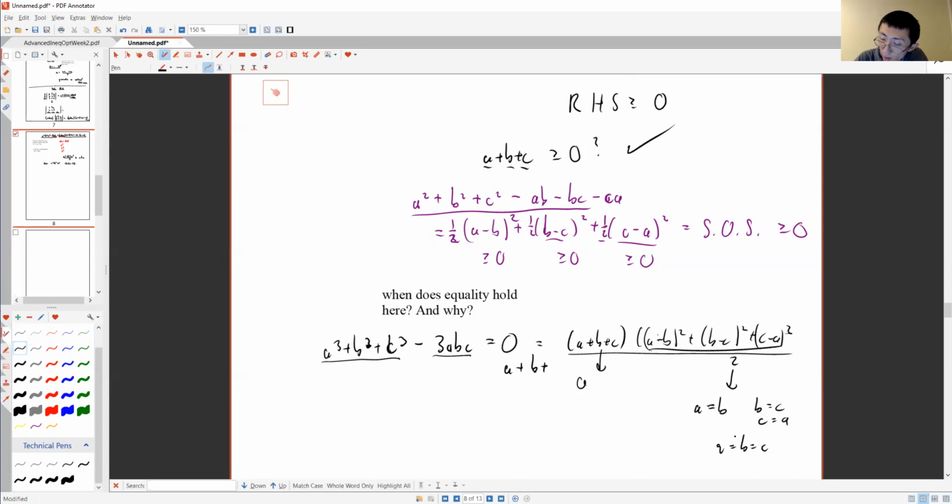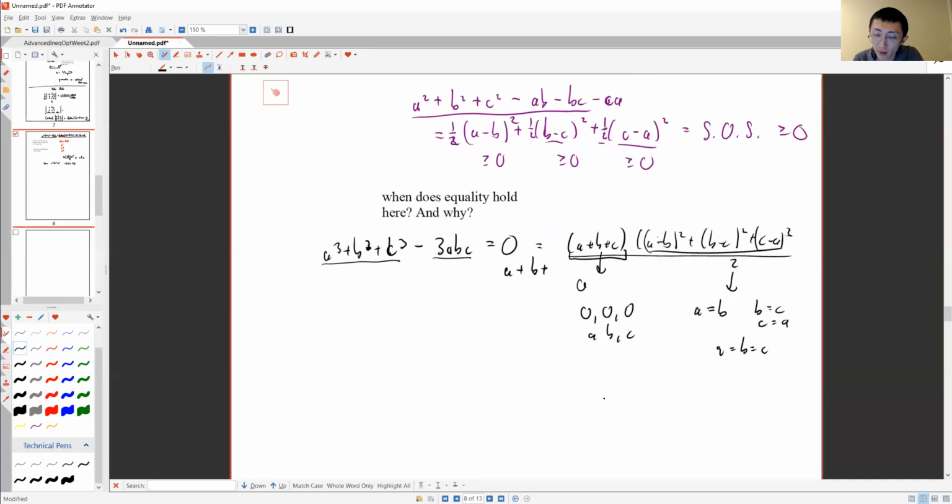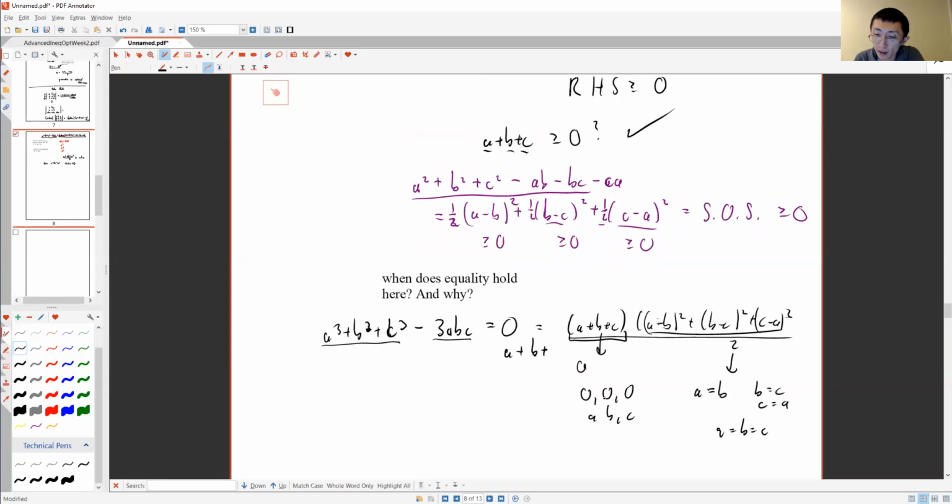On the other hand, you could have this part equal 0, in which case it's the trivial case where all three variables are 0. And of course, if all three are 0, then their arithmetic mean is equal to their geometric mean. So this case is a subset of that case. So this is just fine as the equality case.